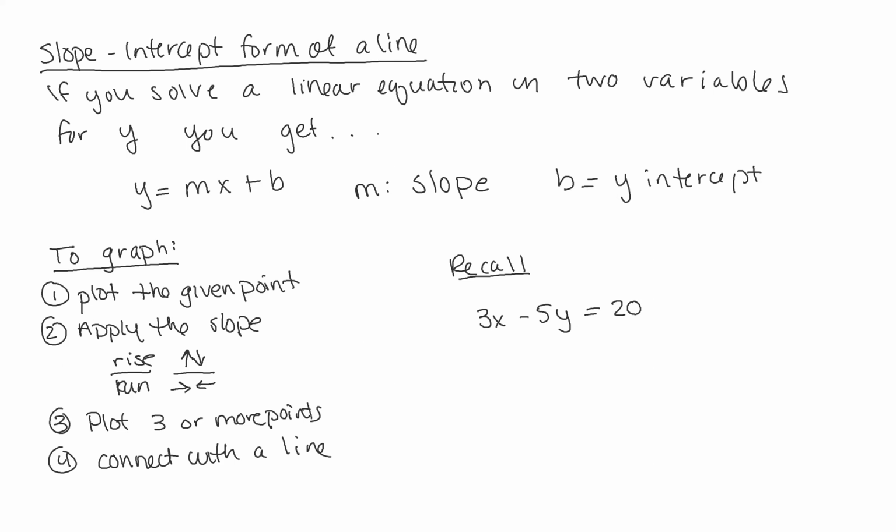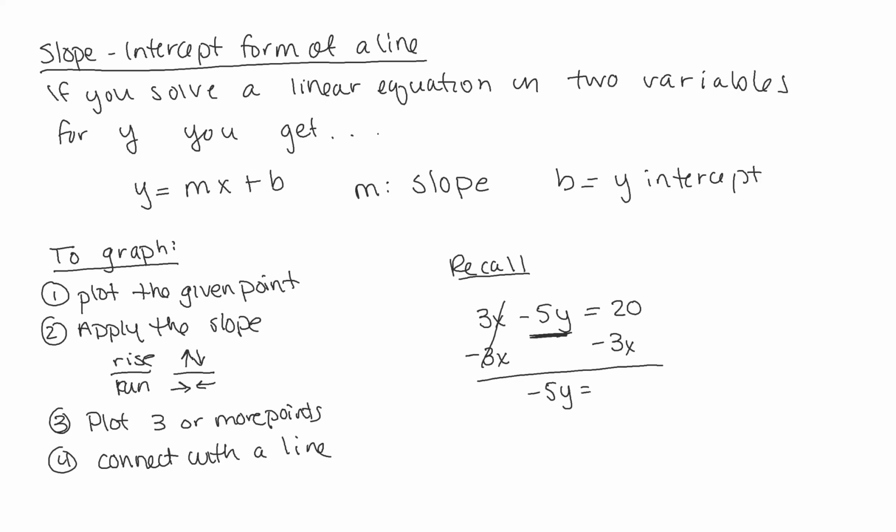If I needed to solve this for y, I first want to isolate the term that contains the y. So the issue is this plus 3x. I would move the 3x by subtracting it from both sides. On the left, 3x minus 3x is just 0. 0 minus 5y is negative 5y.